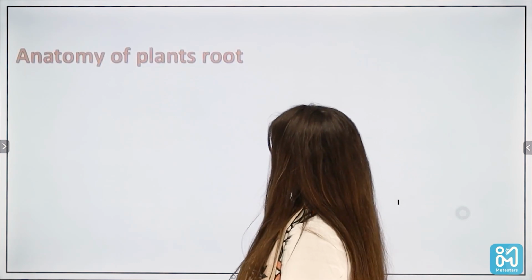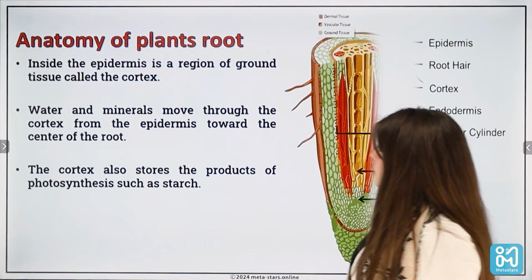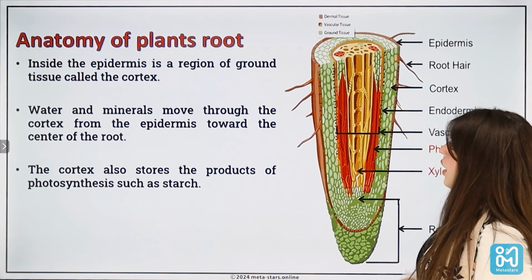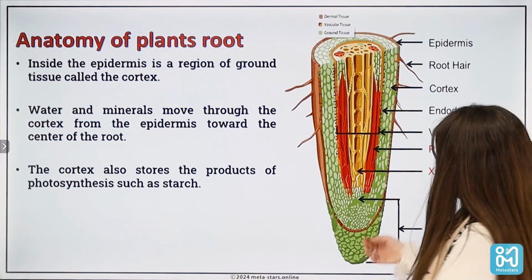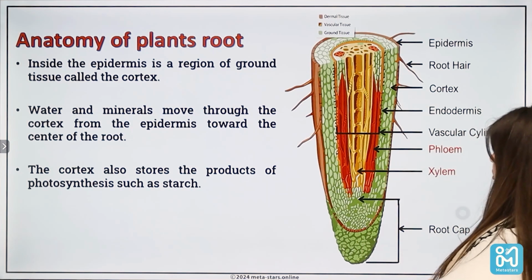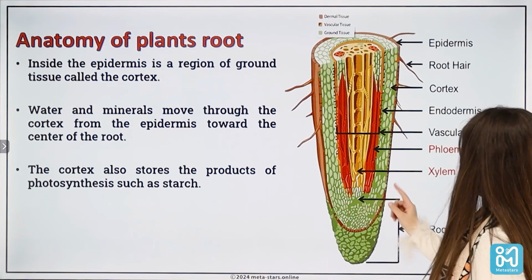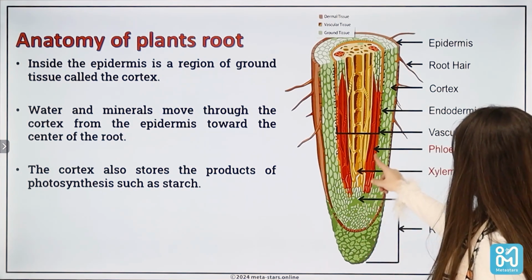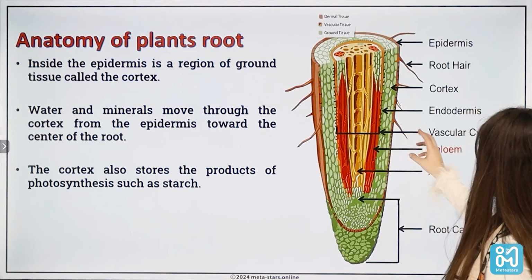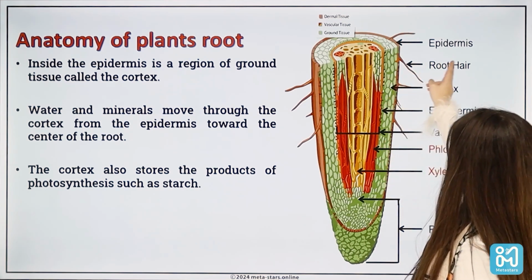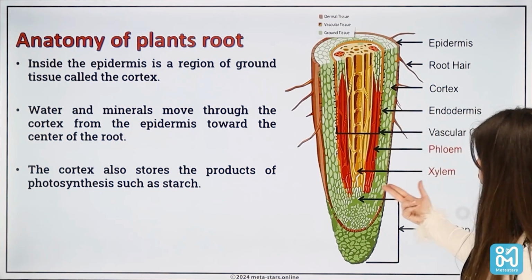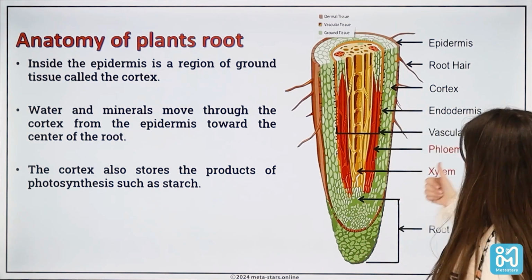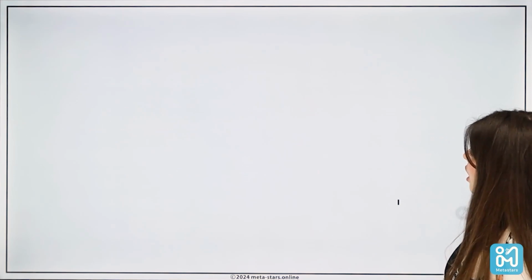Focus on this. We are going to talk about the anatomy of the plant root. So this is the plant root. We have a cross section of the plant root. We have in the plant root the xylem, the phloem, epidermis, and ground tissue. So in this cross section of the root of the plant, we have dermal tissue, vascular tissue, and ground tissue.